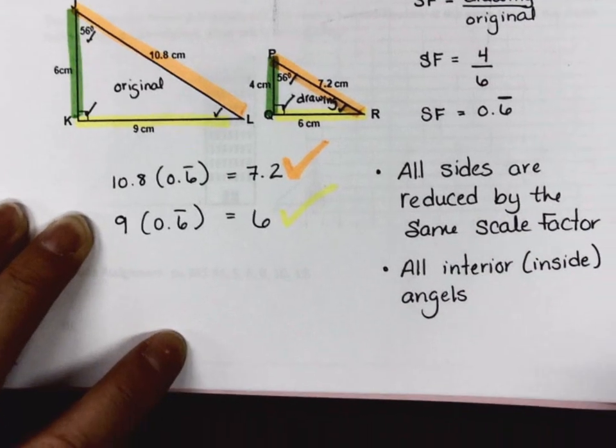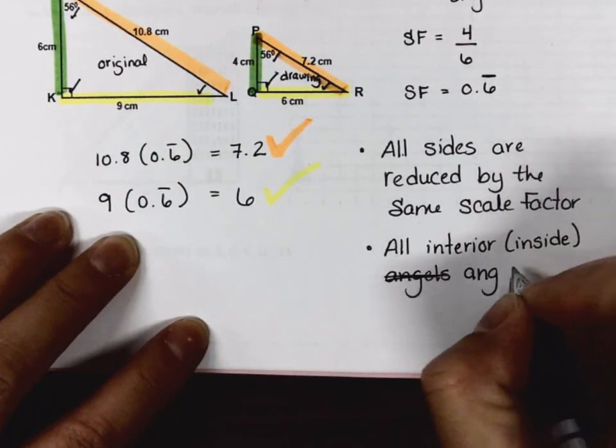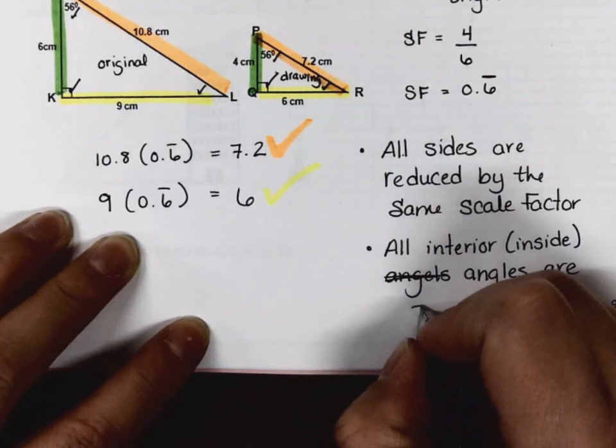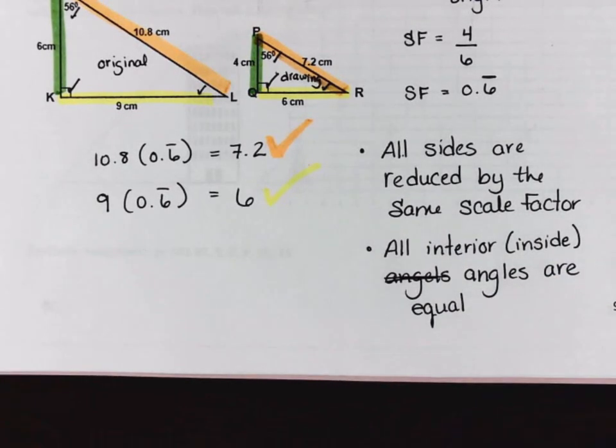That's angels. That's not angles. Let me try that again. All right, so all sides are reduced by the same scale factor, and we know they're being reduced because the image is smaller, and then all interior angles are the same. What do all 3 angles of a triangle add up to? 180. Remember that. That's going to be helpful.